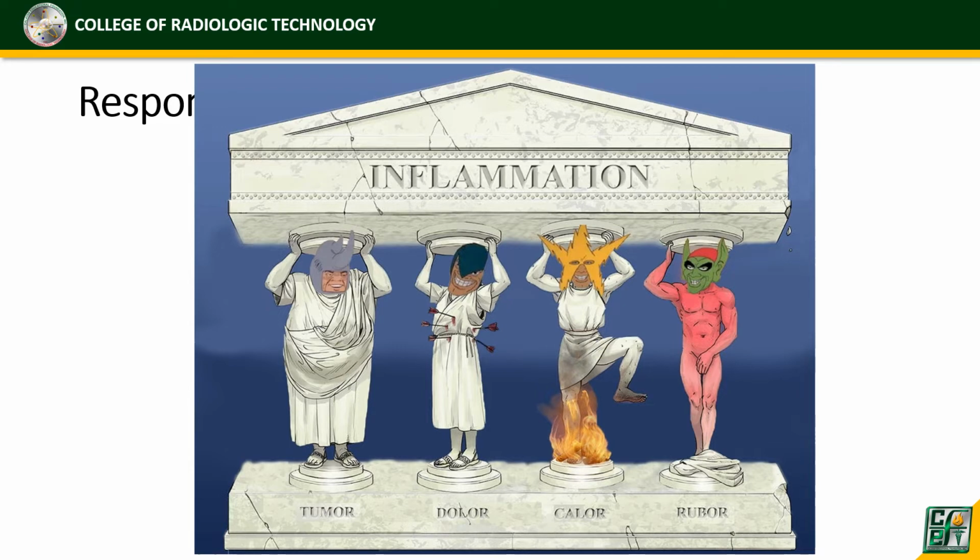So the four cardinal signs of inflammation are tumor, dolor, calor, and rubor. Tumor means swelling, dolor means pain, calor means heat, rubor means redness. So the presence of these four signs, okay, indicates that there is an inflammation.